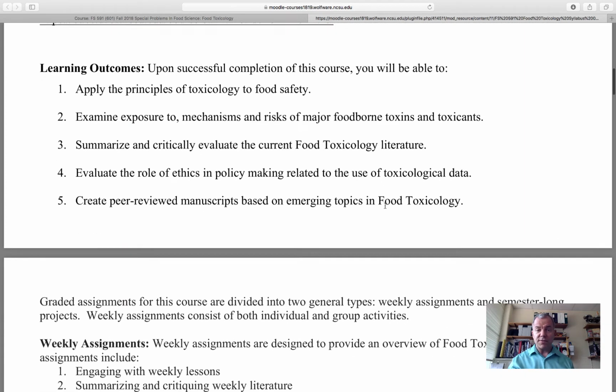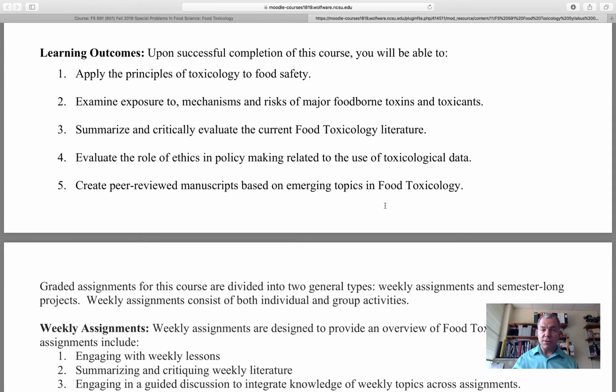The learning outcomes for this course are graduate level. So the idea is to consider how toxicology applies to the field of food safety. If you're from the food science side of things, very often you might think of food safety as being related just to bacteria and to viruses, and certainly that's the majority of it, but you'll find that there are other things, of course, that we're going to be focusing on this semester.